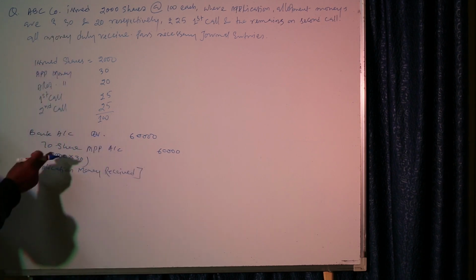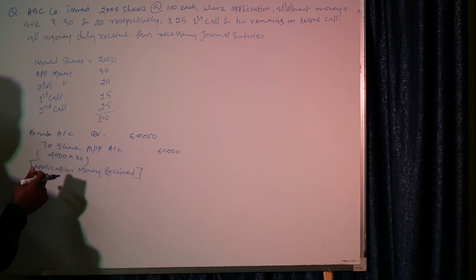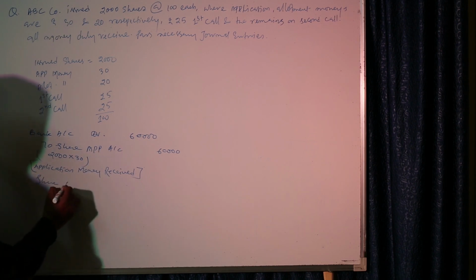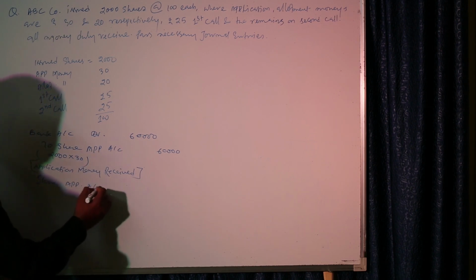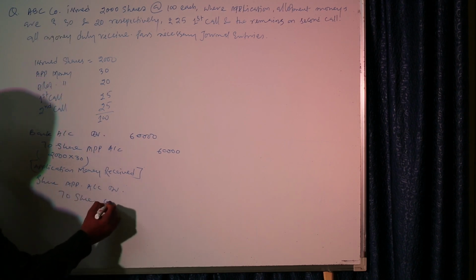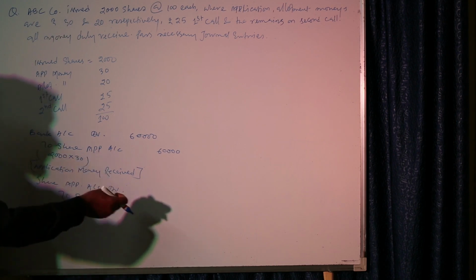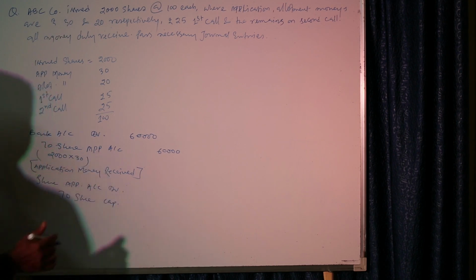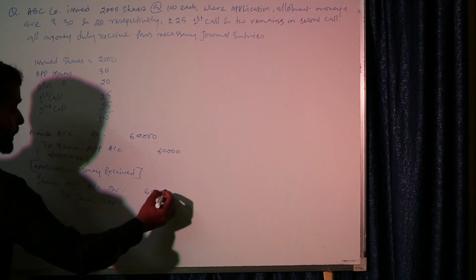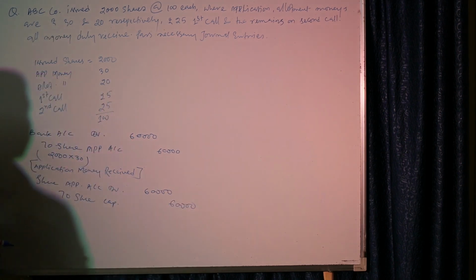Second, I am transferring this money to the share capital. So if I am transferring this money to the share capital, what should the entry be? Share application account debit to share capital. I am not bothering about all the spellings, and I am not writing the full form, only the short form. So share application account debit to share capital, 60,000. Done. Application entry done.